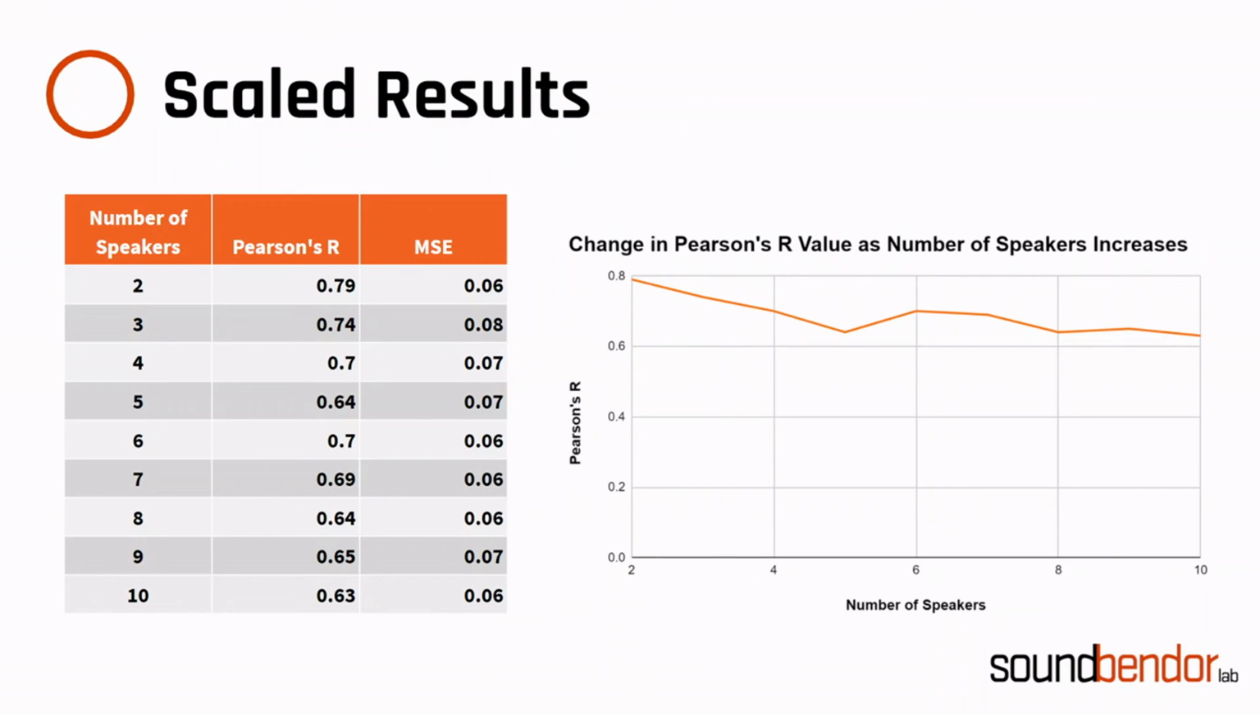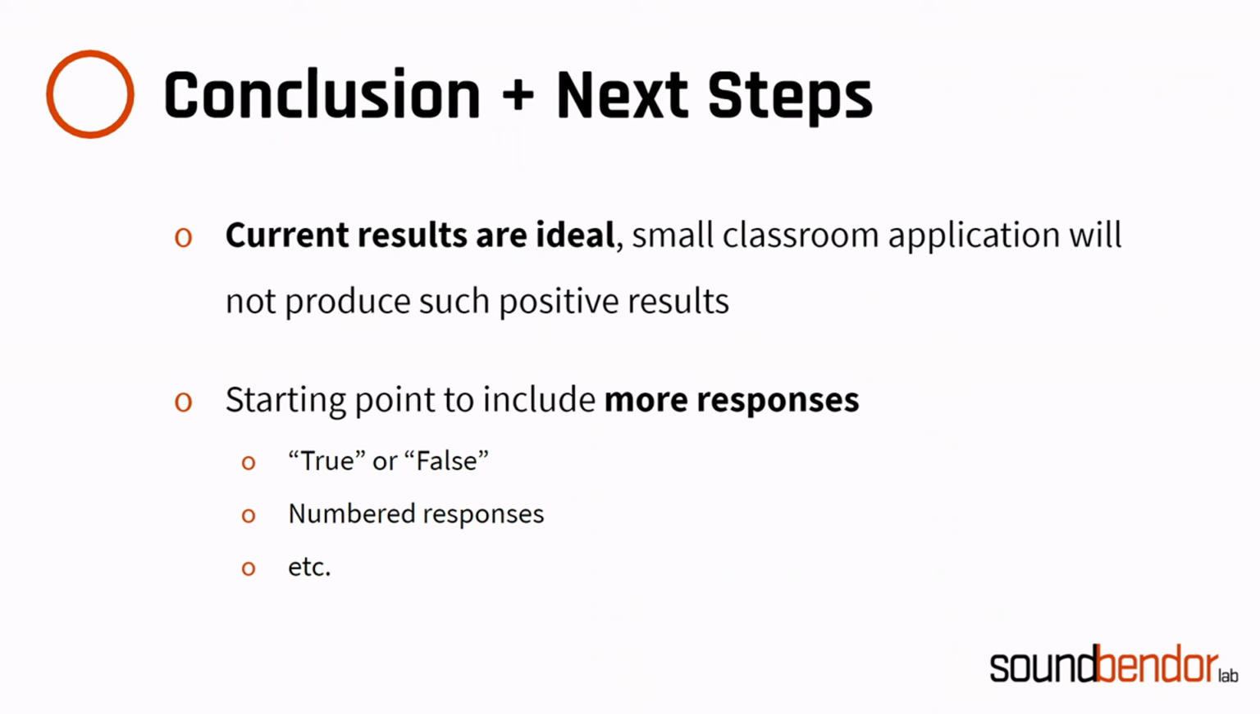The correlation does not decrease as much as hypothesized, and the model performs much better with 10 speakers than we expected. Overall, the model was able to predict the percentage of each response fairly well. However, the results are fairly optimistic when compared to the intended application of small classrooms. Going forward, we are optimistic that we can improve the correlation and accuracy of the model. Furthermore, we have plans to include more responses such as true or false and numbered responses as well.